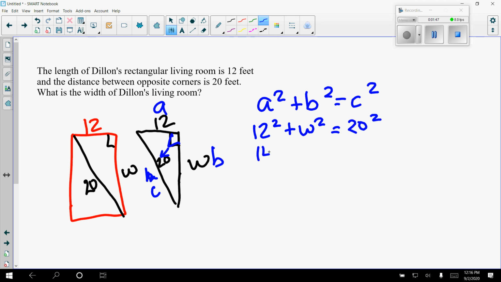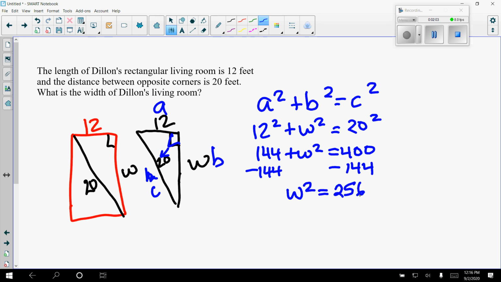So 12 squared is 144. 20 squared is 400. I want to get W by itself, so we isolate the variable. I can subtract the 144 from both sides, so I get W squared equals 256. To get rid of the square, I want to square root both sides. If you didn't already know, you can certainly use a calculator. The square root of 256 is 16. So that means W equals 16.